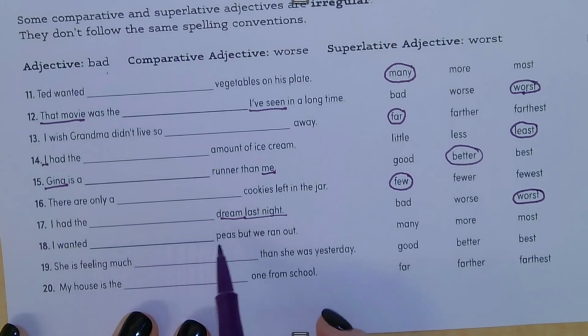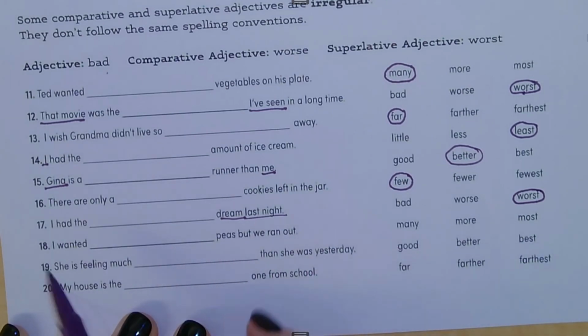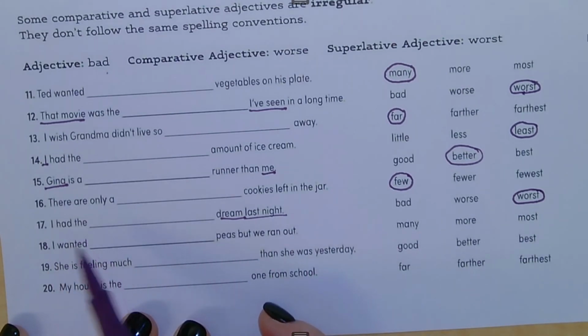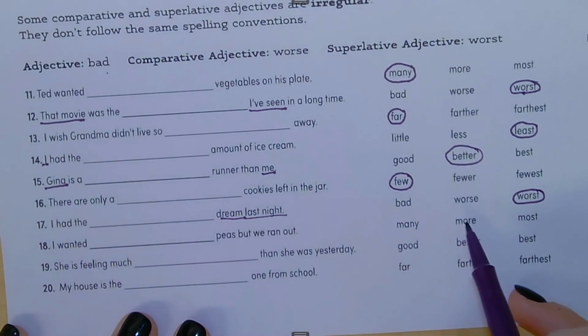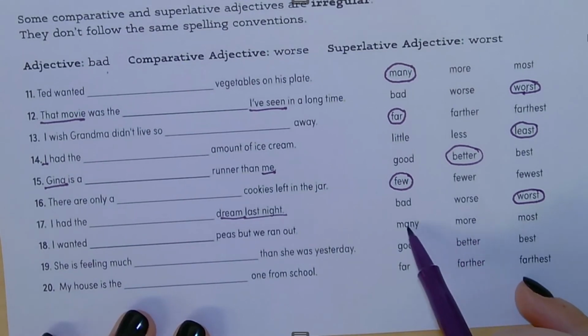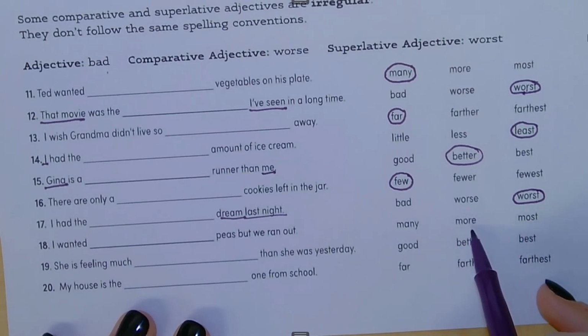I wanted blank peas, but we ran out. Okay, so he's comparing what he did have to what he wants to have, right? So that would be two things. So let's look at the comparative adjective. We have many, more, and most. I wanted more peas, but we ran out.